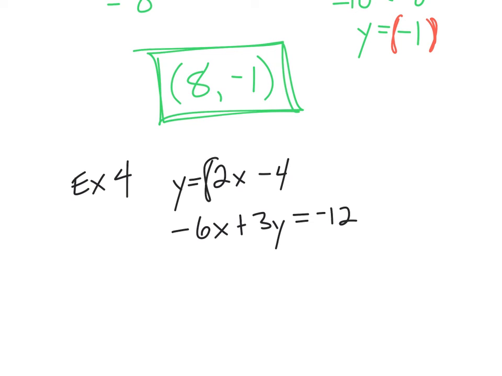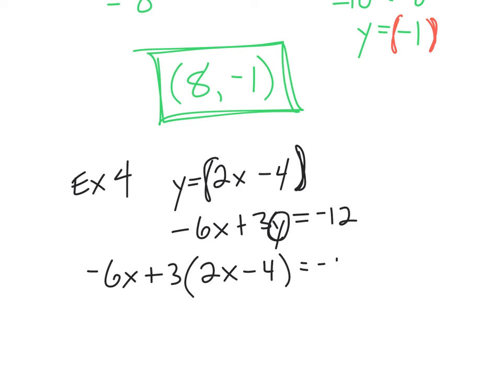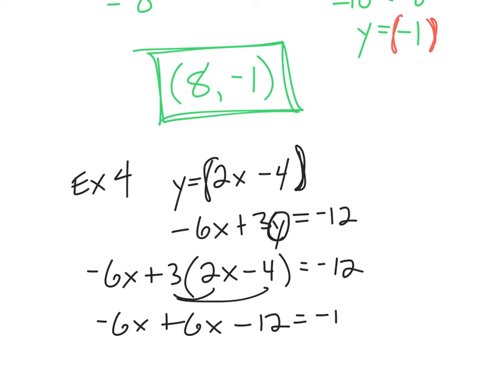Now y is equal to 2x minus 4. This one's ready to go. There was no work for me to do. I'm going to be replacing the y down here in the second equation to get me negative 6x plus 3, and then we will be replacing y with 2x minus 4 and then setting it equal to negative 12. I do need to distribute this 3, leaving me with negative 6x plus 6x minus 12 equal to negative 12.